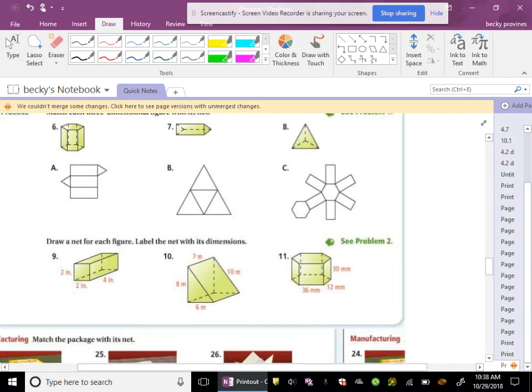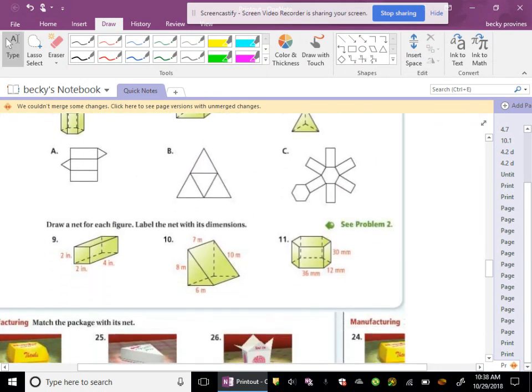Okay. So just remember, here you're drawing the net. You don't actually have to find the surface area. And I usually cut number 11 off.